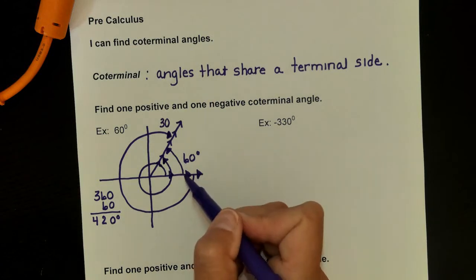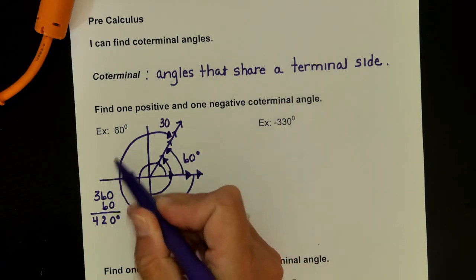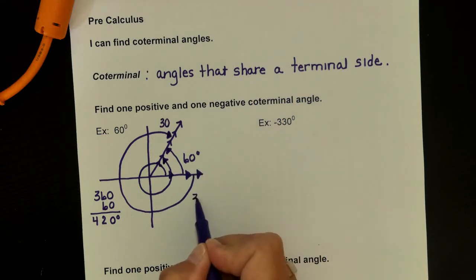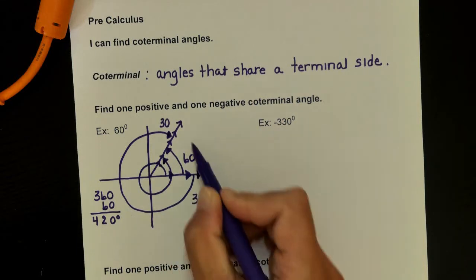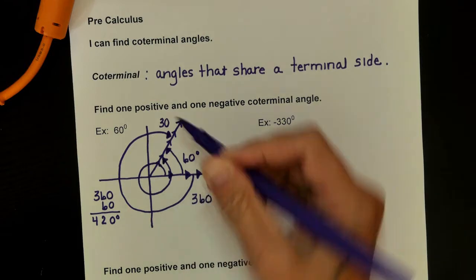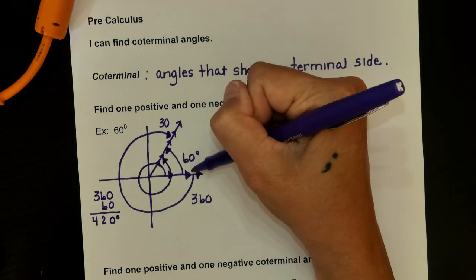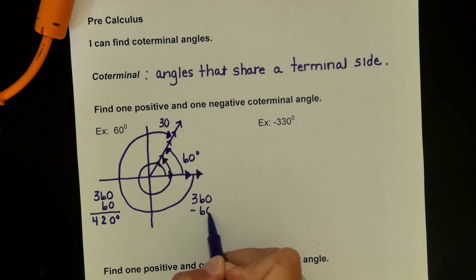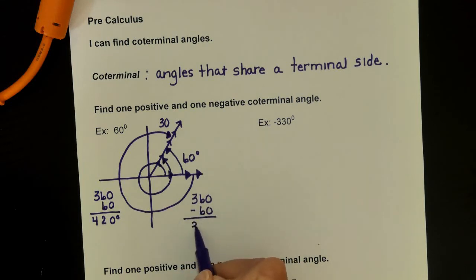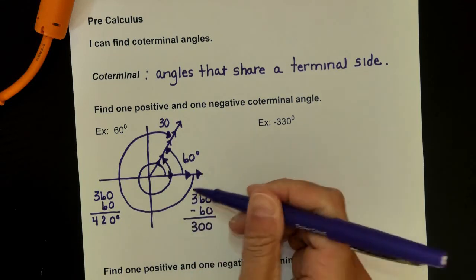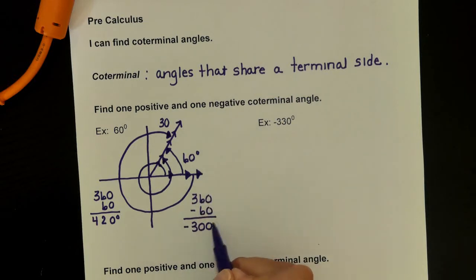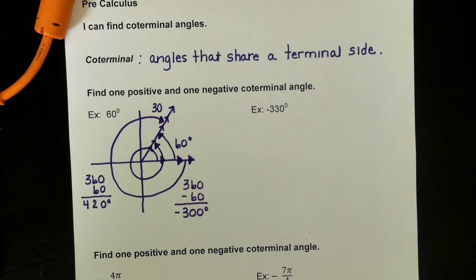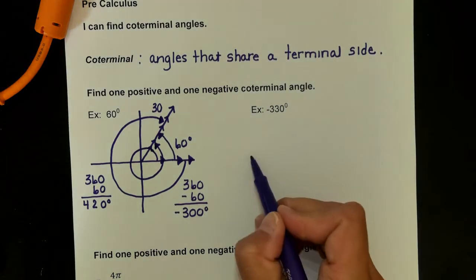Or you can remember that an entire circle is 360 degrees. And of that entire circle, I'm just removing this part right here, which is 60 degrees. So my angle going down is negative 300 degrees. Let's try another.